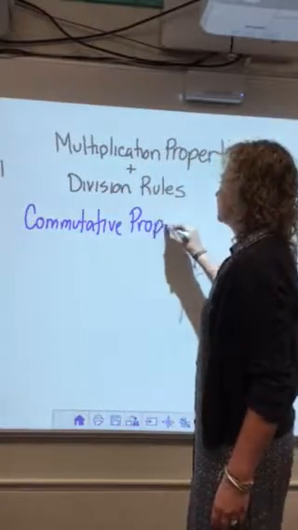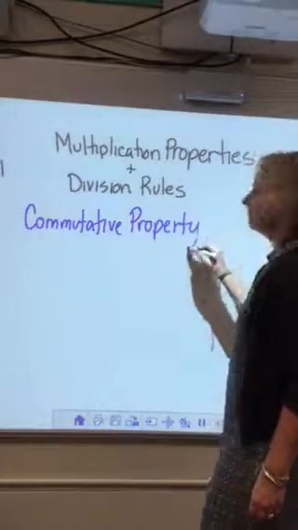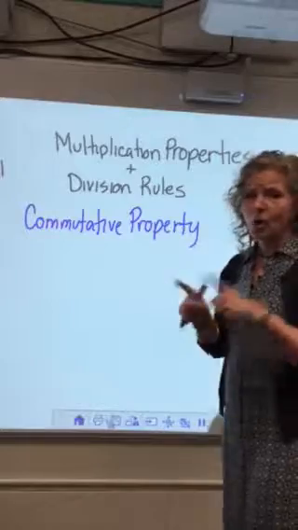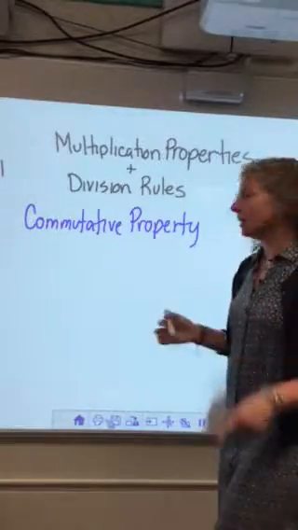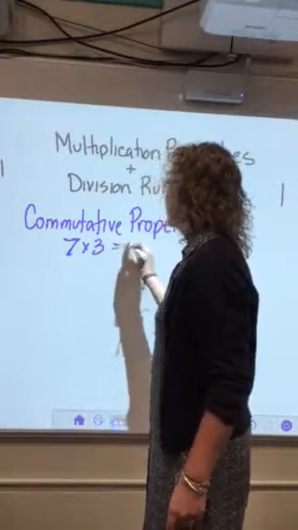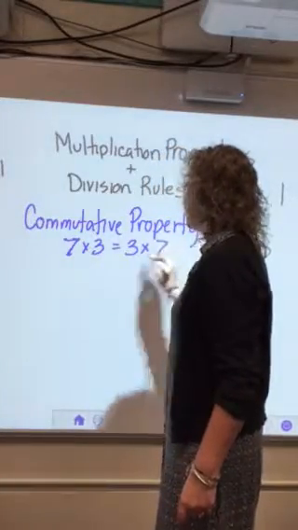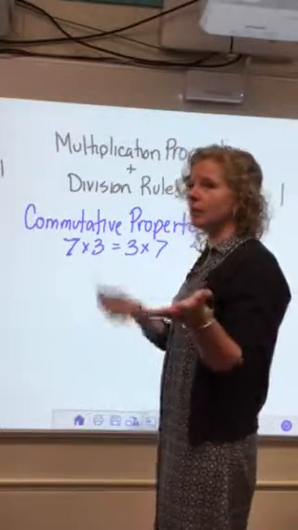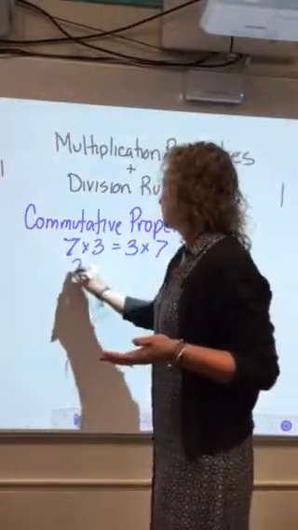What does that scream in your brain? Order doesn't matter. It does not matter what order the factors are in. 7 times 3 is going to equal the same as 3 times 7. 7 threes: 3, 6, 9, 12, 15, 18, 21. 21.